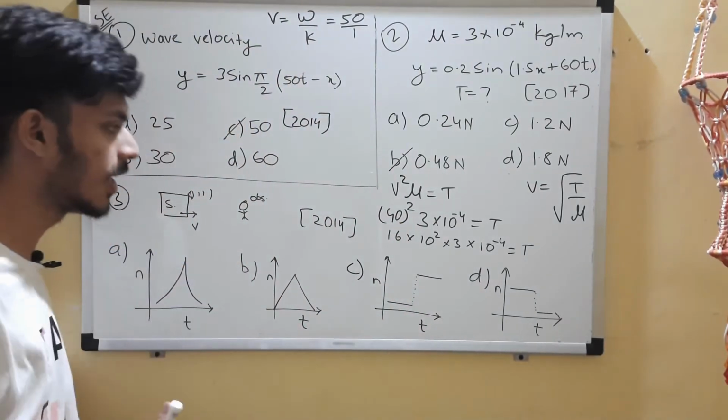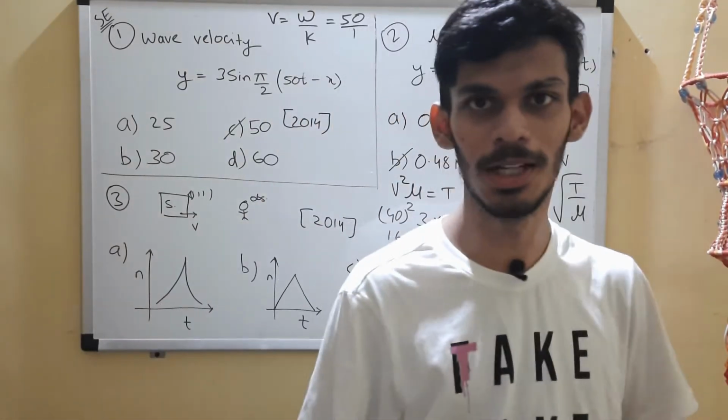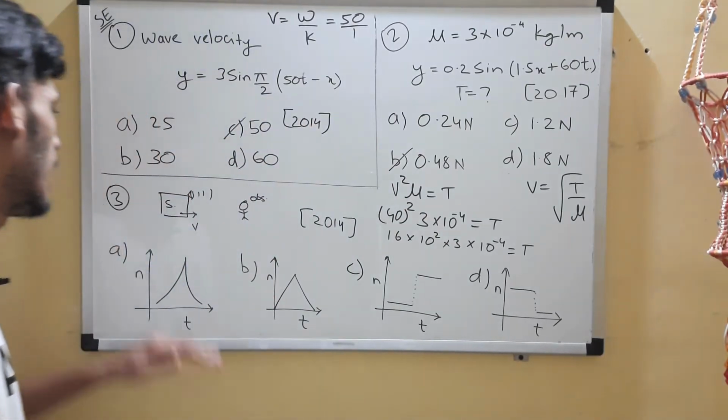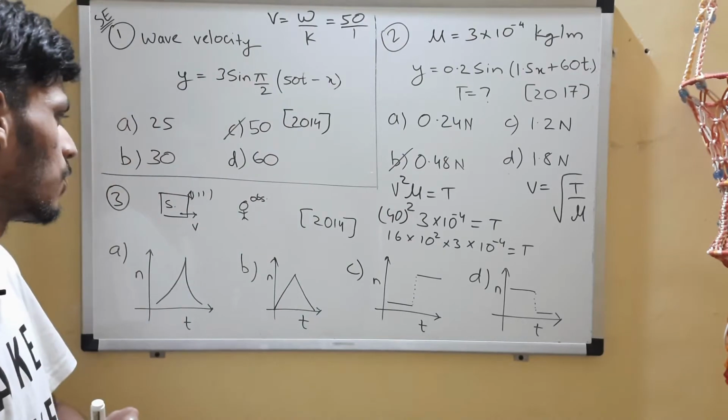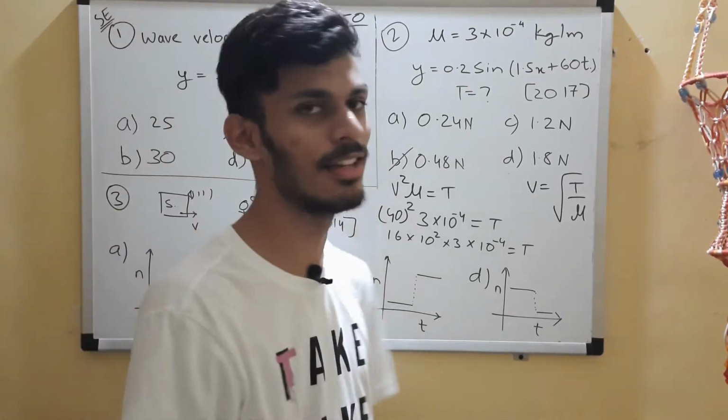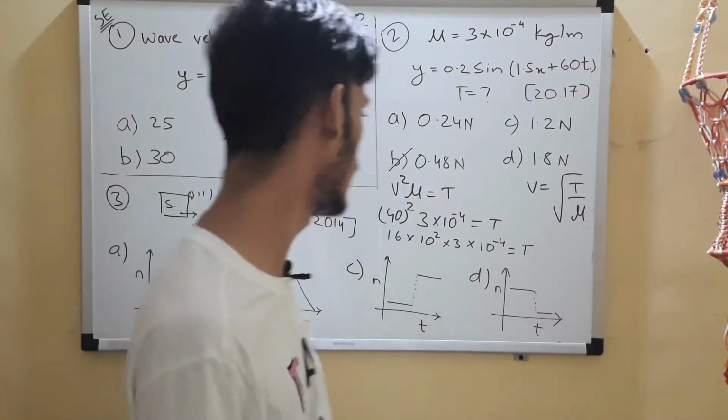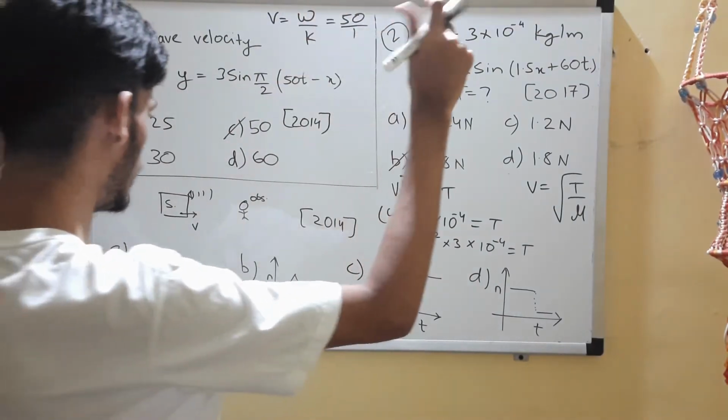Now in question 3, we are given a special case of Doppler's effect, wherein the observer is at rest and the source is moving with a constant velocity v. Okay, we are supposed to find the correct plot of n versus t, where n is the frequency and t is the time. Okay, I'll tell you the story of how it goes.